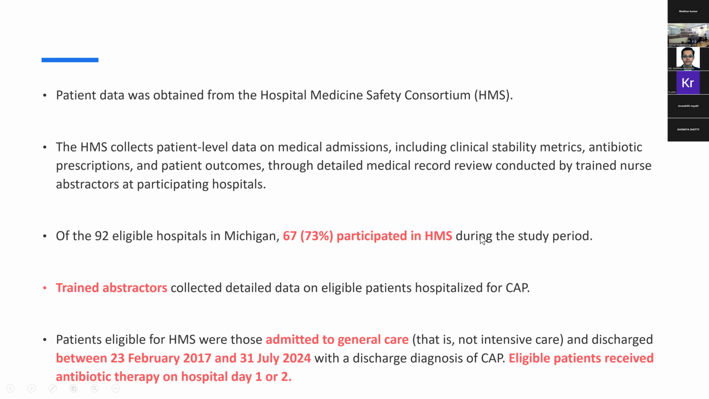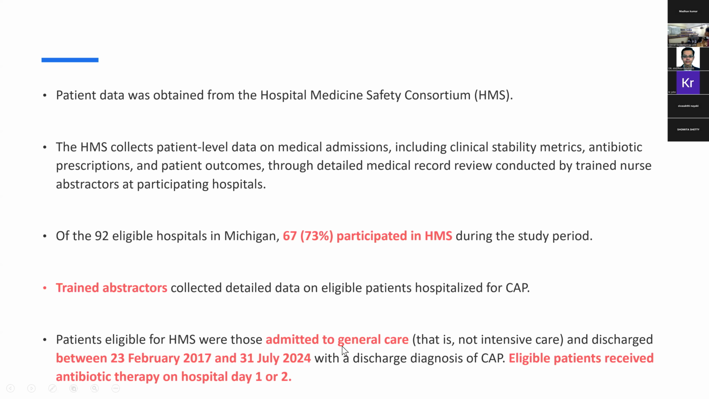They have said that the data was collected from this Hospital Medicine Safety Consortium. It is an organization that collects patient level data on multiple things, including medical admissions, their course in hospital, antibiotics, and follow up after that as well. Of the 92 eligible hospitals in Michigan, 67 had participated in HMS during this study period, and they had trained abstractors collect the data for eligible patients hospitalized with community acquired pneumonias.